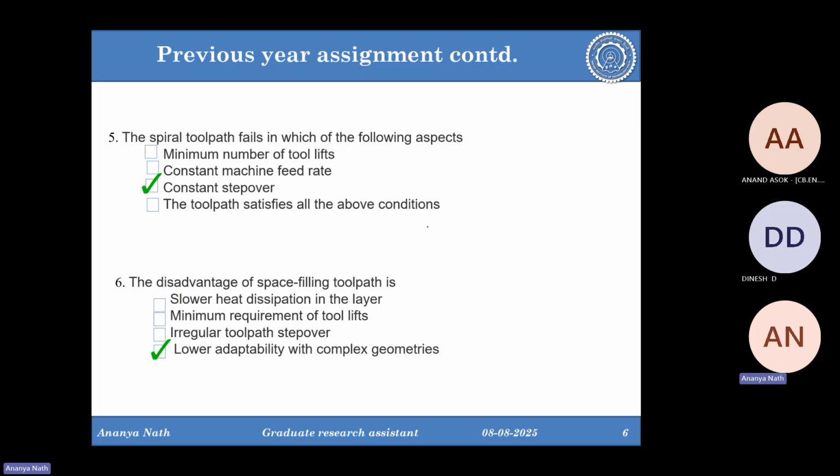Why it's an advantage and a disadvantage at the same time: for complex geometries it's good, but if it's very complex, then the spiral can be a little bit difficult to accommodate in a small place. If you have a very small region to cover, then the spiral will be a little bit difficult to accommodate in that small region. That's why.